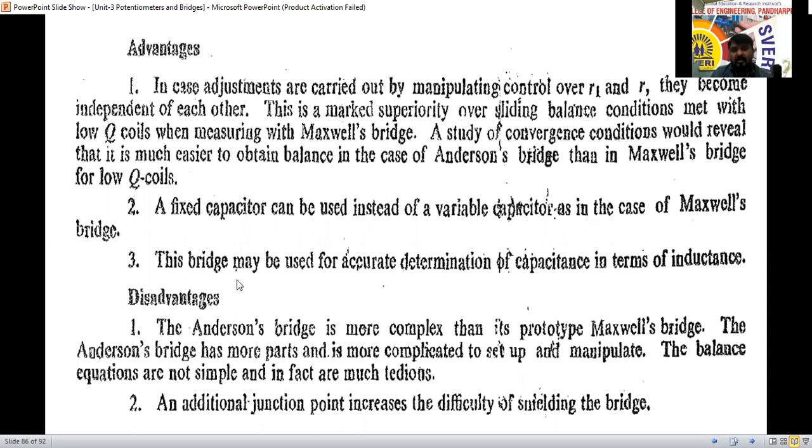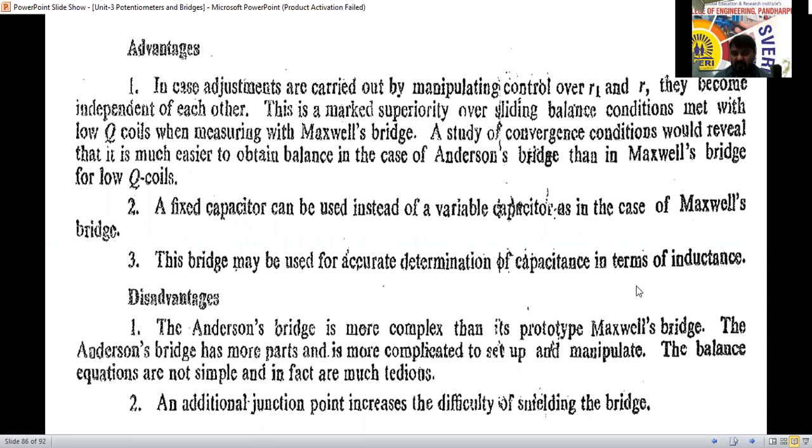Third, the bridge may be used for accurate determination of capacitance in terms of inductance. We measure the inductance and compare it with the standard capacitance. For that reason, it gives an accurate determination. The complication is that an additional junction point is required, which makes shielding the bridge difficult. We have to shield it, so that is difficult.